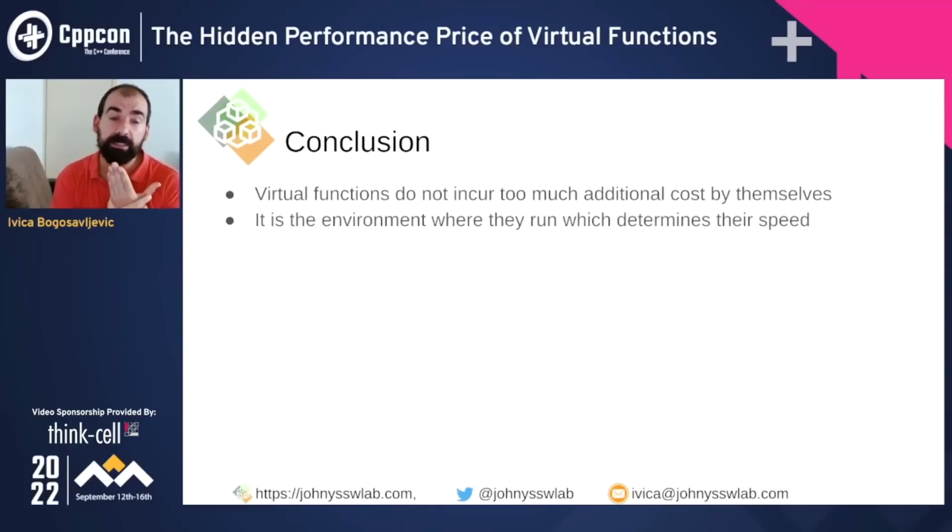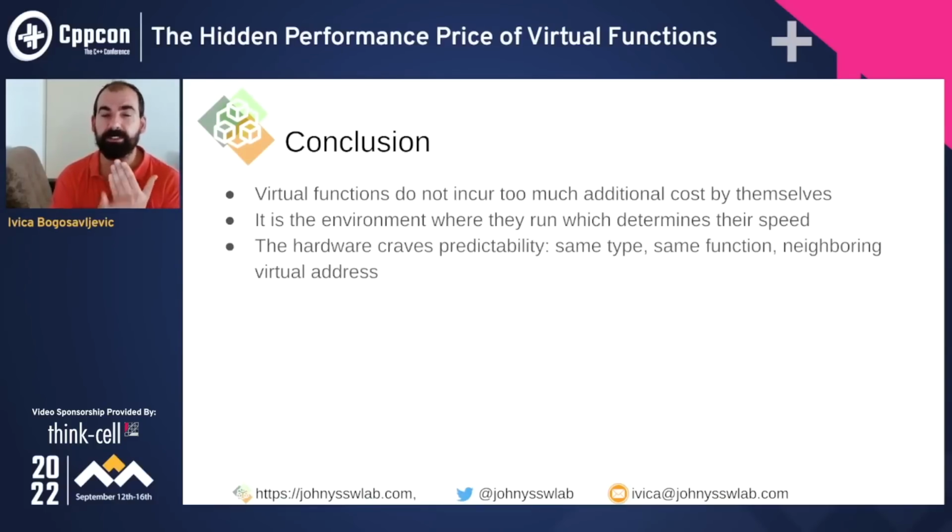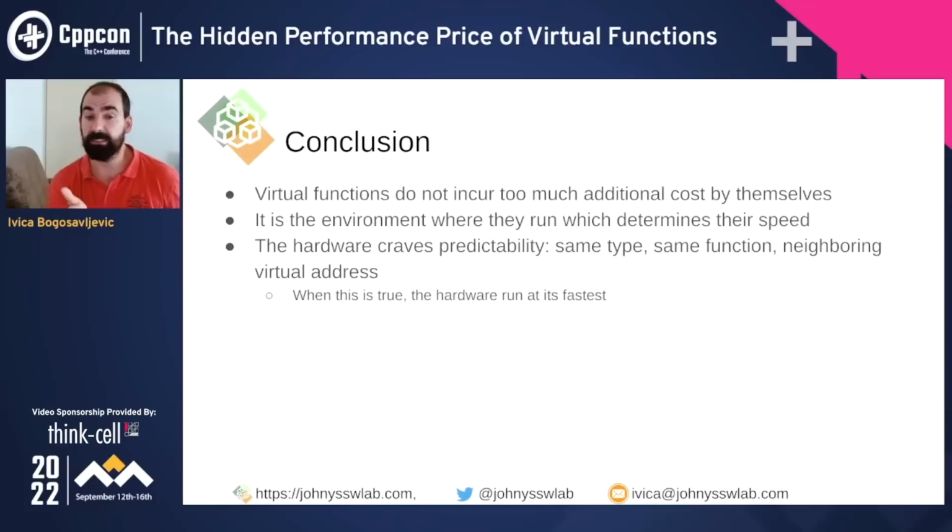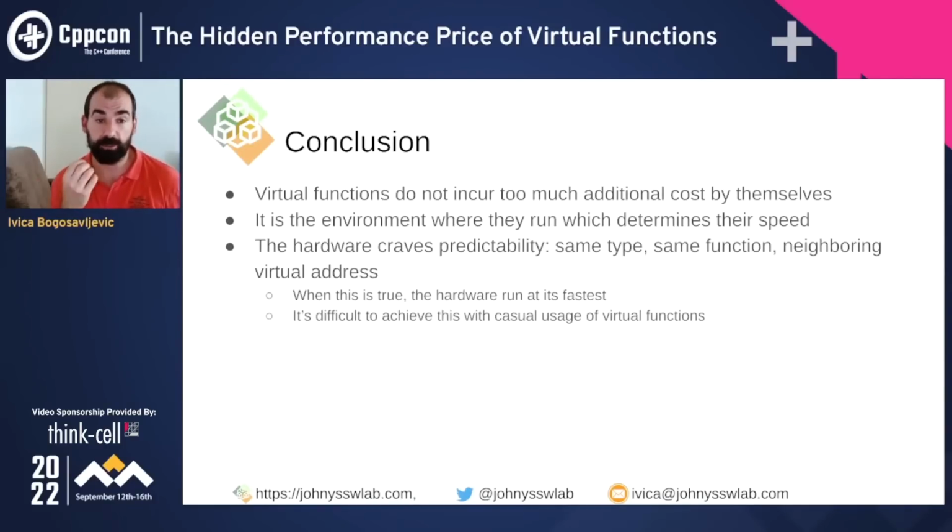But what actually determines their performance is the environment where they run. What hardware craves is predictability. You have same type, same function, neighboring virtual address. If you have that, you will have good performance. And virtual functions, because of the flexibility they offer, allow you different types, different implementations, so different functions, and with pointers you have non-neighboring virtual addresses. So when you have predictability, hardware runs at its fastest, but it's not easy to achieve this with casual usage of virtual functions.